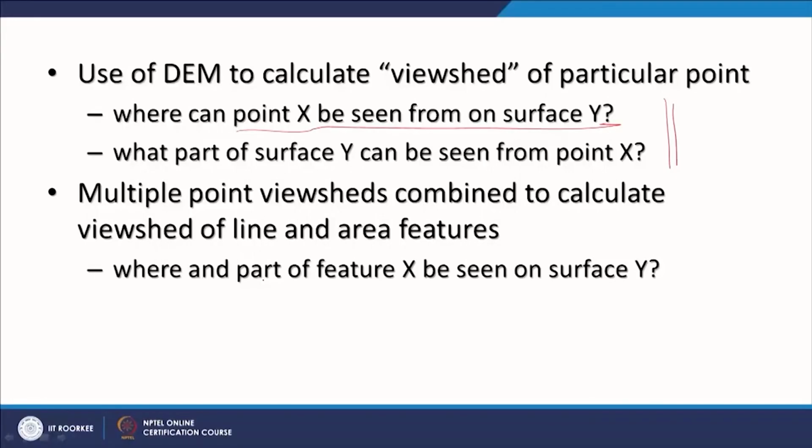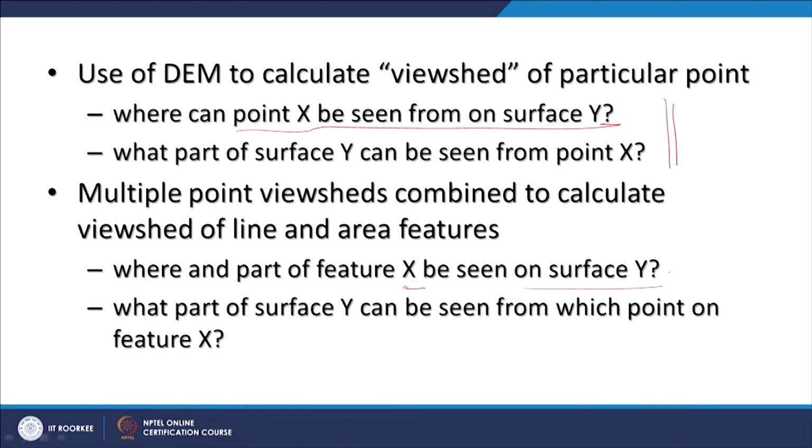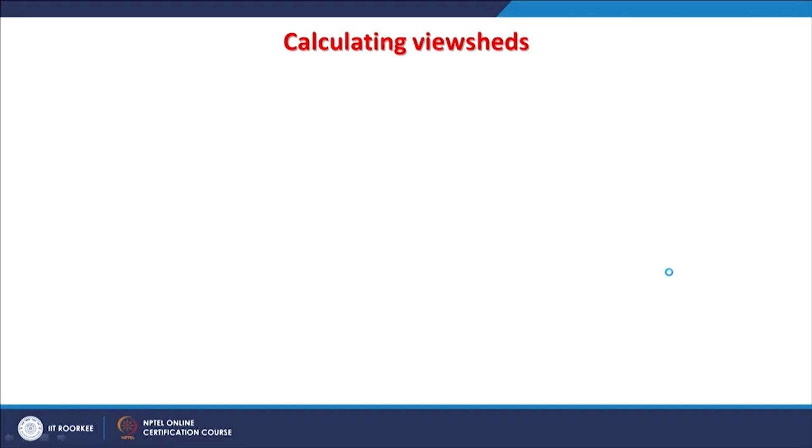If we want to have multiple points' viewsheds combined to calculate the viewshed of a line and area feature, that is also possible. So, when there are multiple features, what part of x will be seen on surface y, and what part of surface y can be seen from which point of feature x. So, all these can be done.